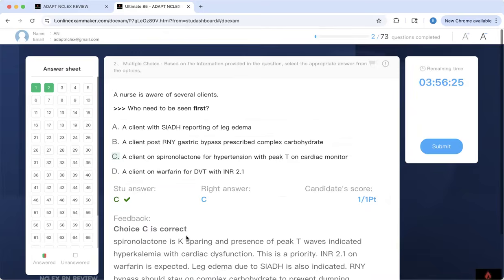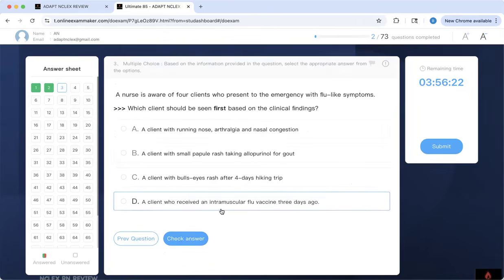Prioritization strategy, NCLEX prioritization. And the nurse is aware of 4 clients who present to the emergency room with flu-like symptoms. Clients should be seen based on the clinical finding. A client with runny nose, arthralgia, and nasal congestion. A client with a small purple rash, taking allopurinol for gout. A client with a bullseye rash after 4 days of hiking. A client who received an intramuscular flu vaccine 3 days ago. Who do you want to see?